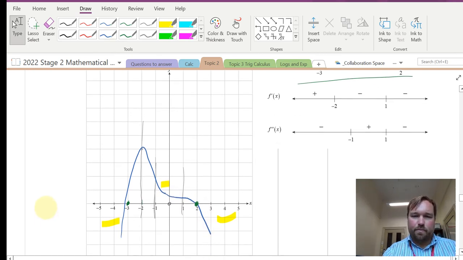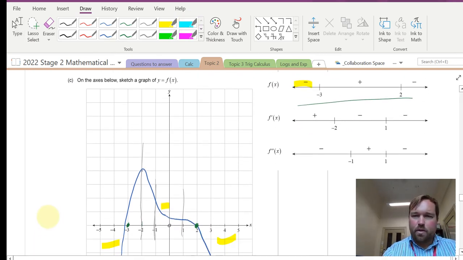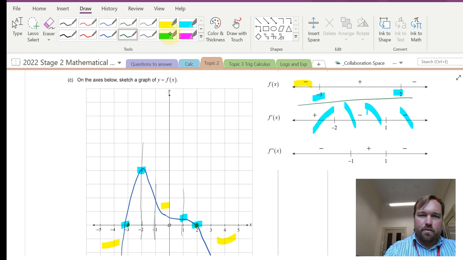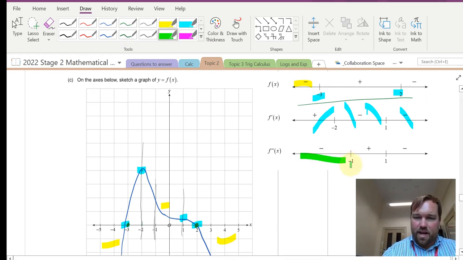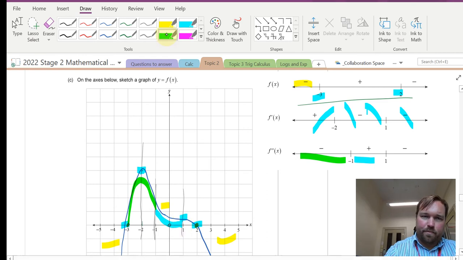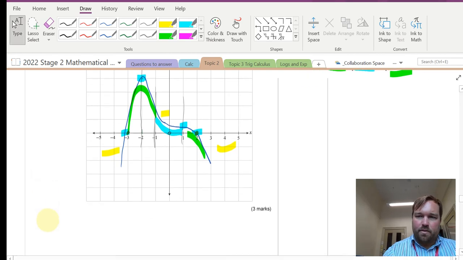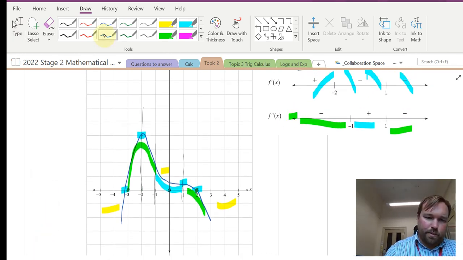That's not too bad. Alright, so let's check. We are crossing at minus 3 and 2, minus 3 and 2, if I can hit it. That means there's a maximum at minus 2. There is. There is also a stationary point of inflection at 1. There is, ish. This means concave down until minus 1, concave up till 1, concave down again. And as these go on, we would expect arrows on the end.